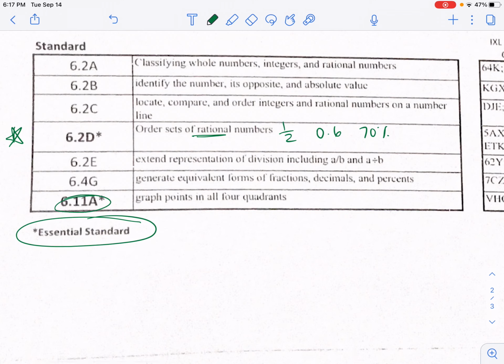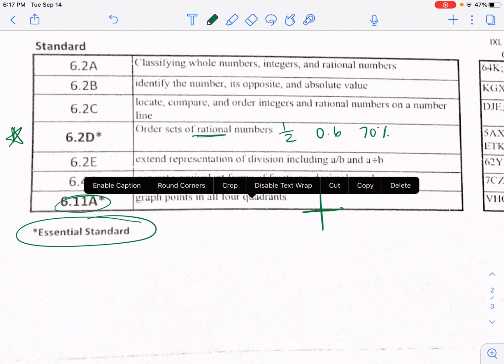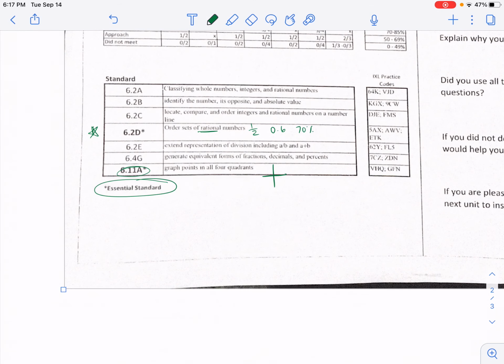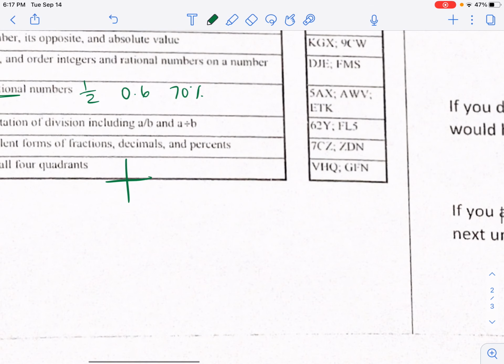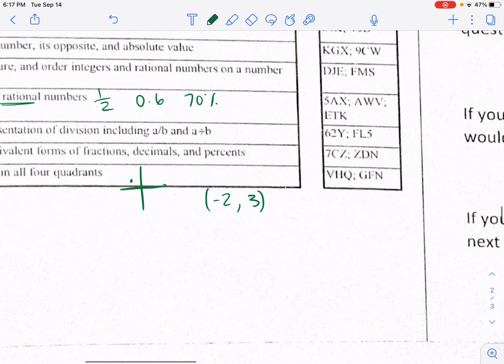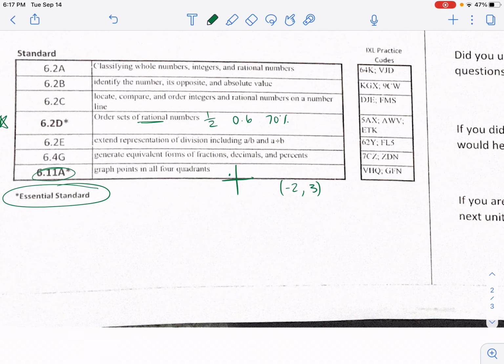6.11a is graphing points in all 4 quadrants. That's like when you get this graph and it says plot this point, -2, 3, and you have to put it somewhere over here. Well, it would be over here. And then you put the point on there. That's what the essential standard 6.11a is.